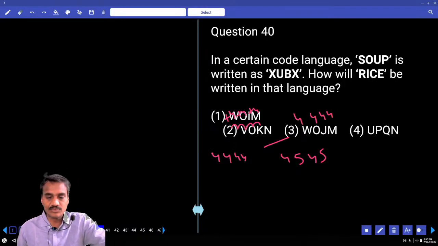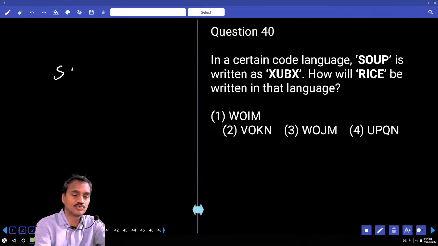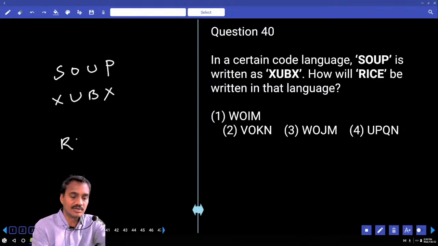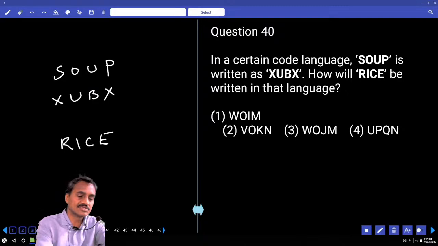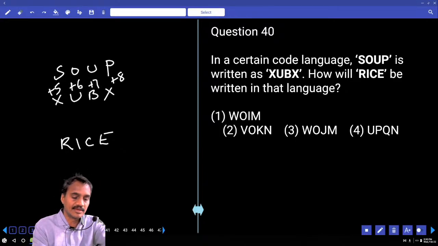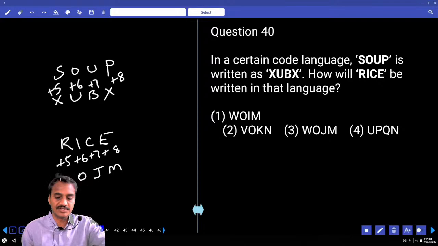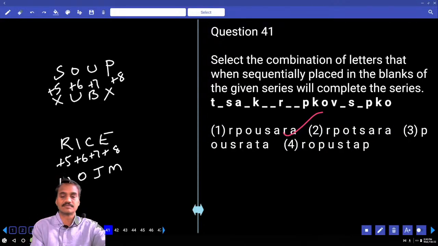39th one. Then coming to 40, here soup, S-O-U-P, is coded as X-U-B-X. In the same way, how will rice be coded? Now S and X, what is the difference between S and X? 19 and 24, plus 5. Now here it is plus 6, plus 7, and this is plus 8. 5, 6, 7, 8 are added. Similarly for rice: plus 5, plus 6, plus 7, plus 8. 18 plus 5, 23. 9 plus 6, 15. 3 plus 7, 10. 5 plus 8, 13. WOJM. WOJM, choice 3, question number 40.